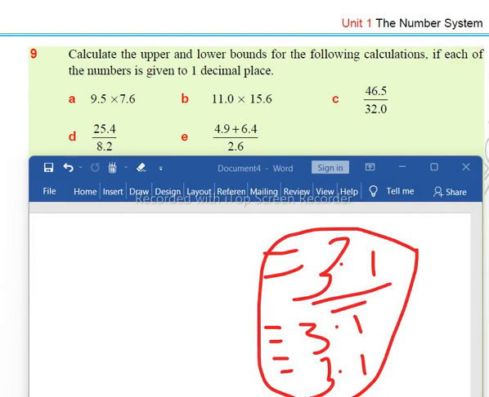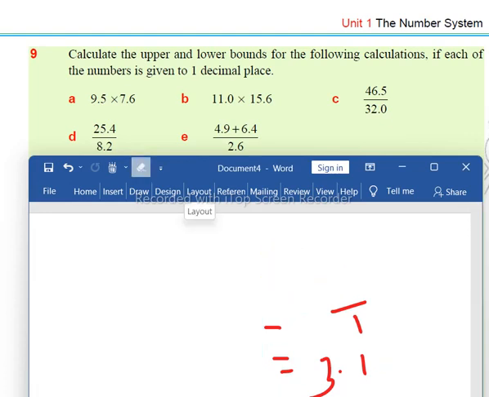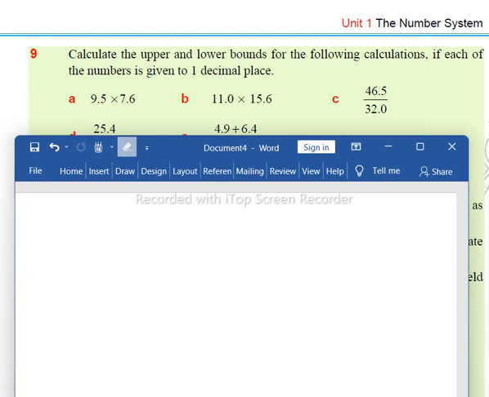So this is all about question number 9 of exercise 1.9. You can leave your question under the comment of the video. Now we move to another. This is all about today's lesson.